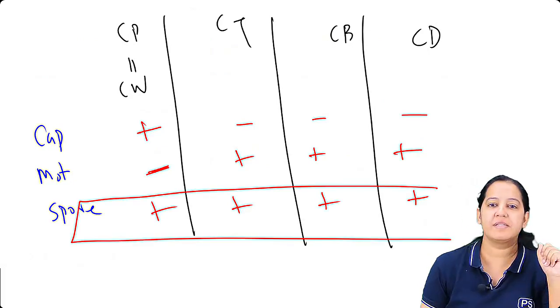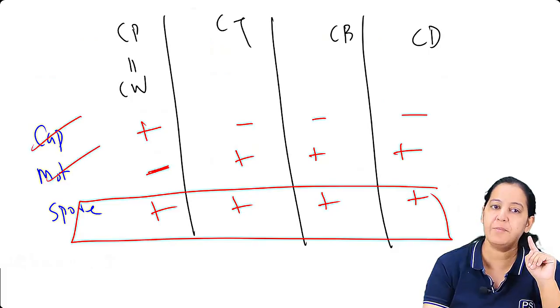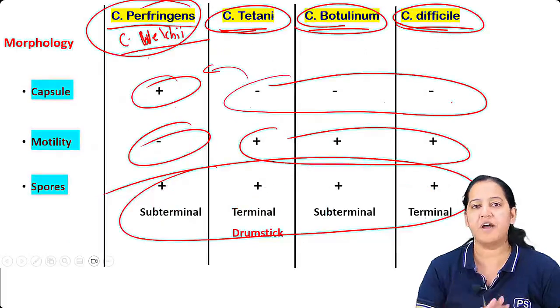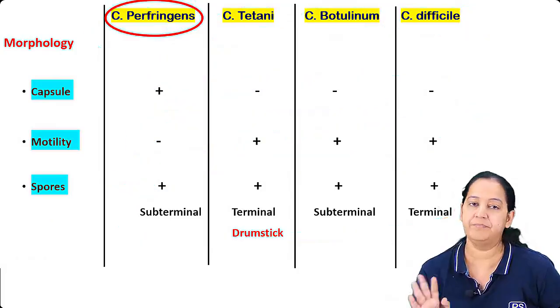So in the spores, there is no exception. But in capsule and motility, you have to see there is an exception. So one by one, we will see the four Clostridium.